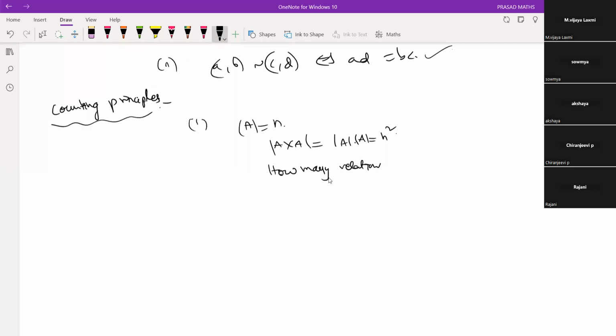We have seen already that the number of relations from A to B is 2 power mn. Here I require a relation from A to A. Therefore, these are n elements, so the total number of relations is 2 power A cross A, n square. So the number of relations on A is 2 power n square. The next question is the number of reflexive relations.